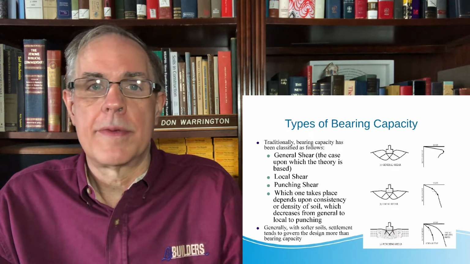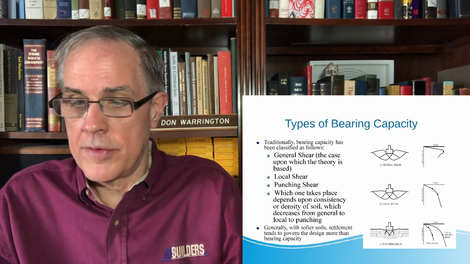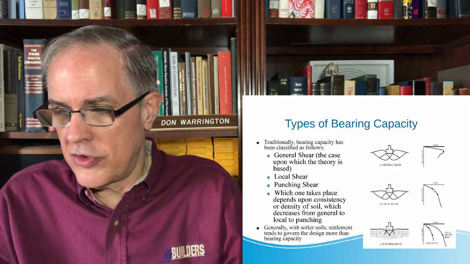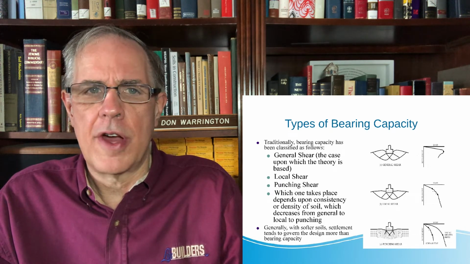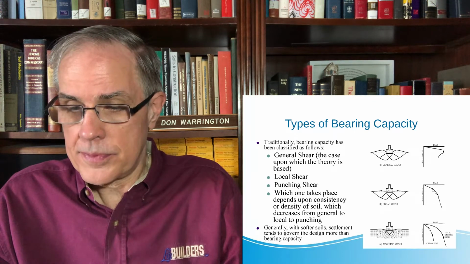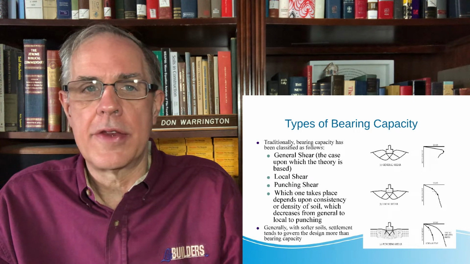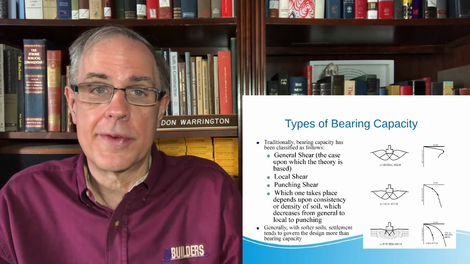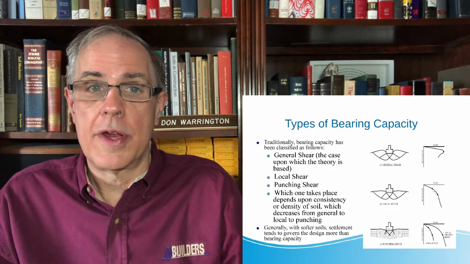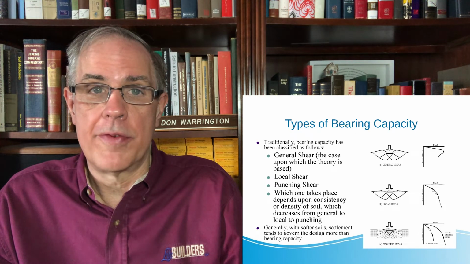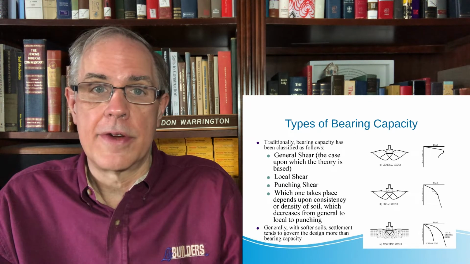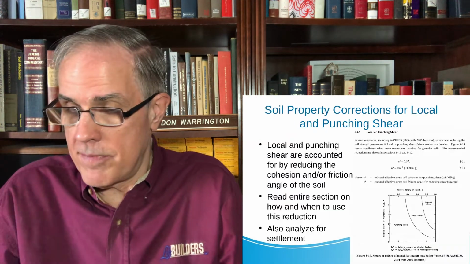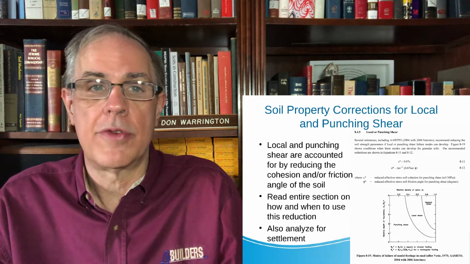Now we have to talk about types of bearing capacity. General shear is what the theory is based on. Local and punching shear are generally found in softer soils. Once you start getting into local and punching shear, you get into issues with bearing capacity, but also, with lower strength soils, you're going to get more settlement. So that becomes more of an issue with those soils than it is with higher strength soils, where bearing capacity becomes more important.